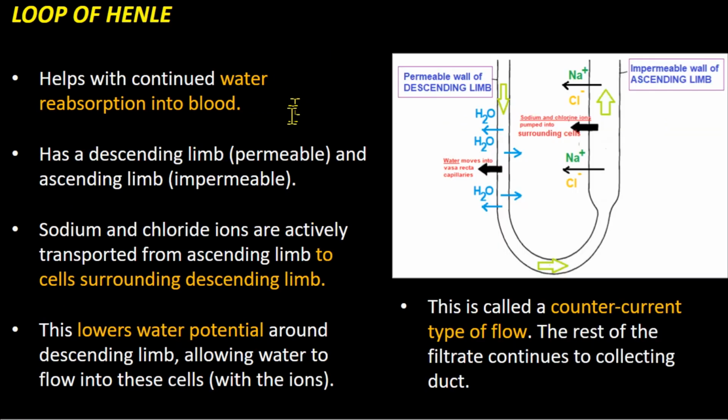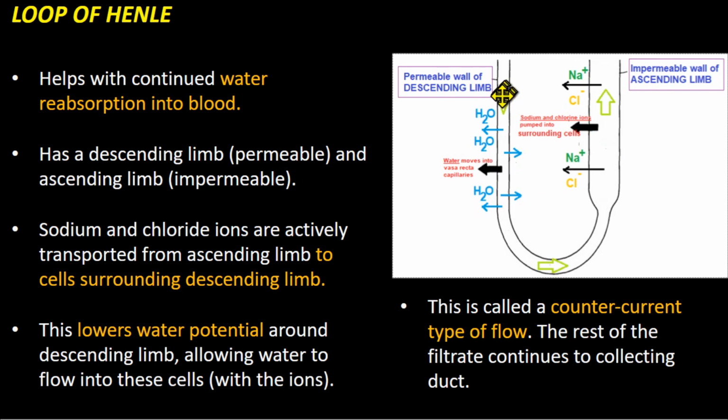The loop of Henle helps with continued water reabsorption into the blood. It has a descending limb, which is permeable to water, and an ascending limb, which is impermeable to water. Sodium and chloride ions are actively transported from the ascending limb, that's what you can see here, to cells that are surrounding the descending limb. As these ions are being transported out of the ascending limb, that is going to lower the water potential around this area.